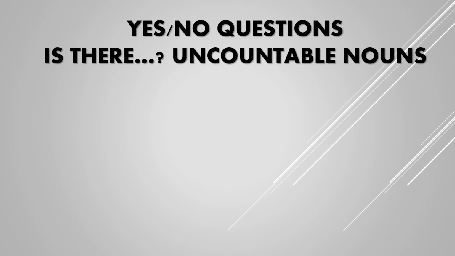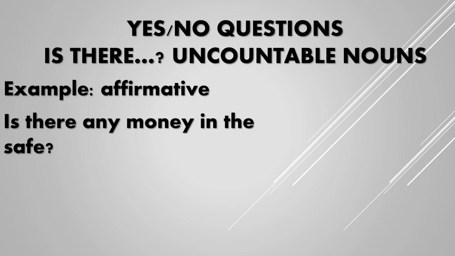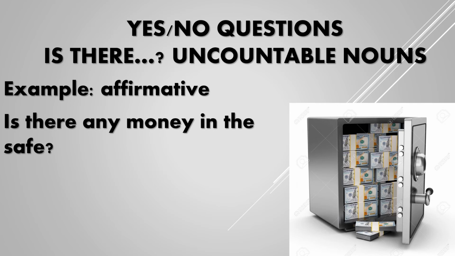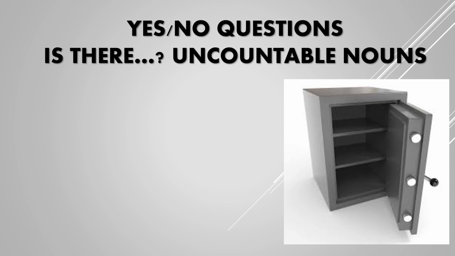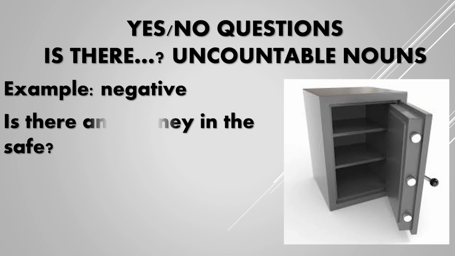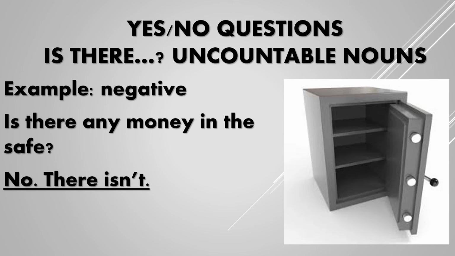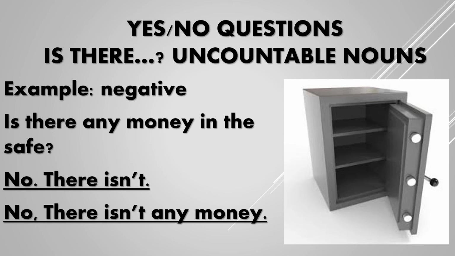Yes/no questions with uncountable nouns. Affirmative. Is there any money in the safe? Yes, there is. Or yes, there is some money. Negative answers. Is there any money in the safe? No, there isn't. No, there isn't any money.